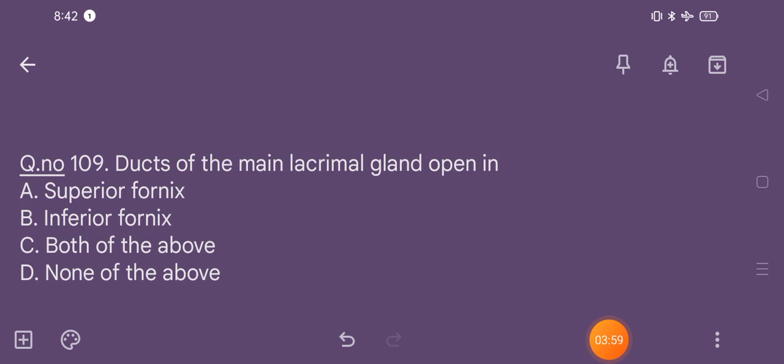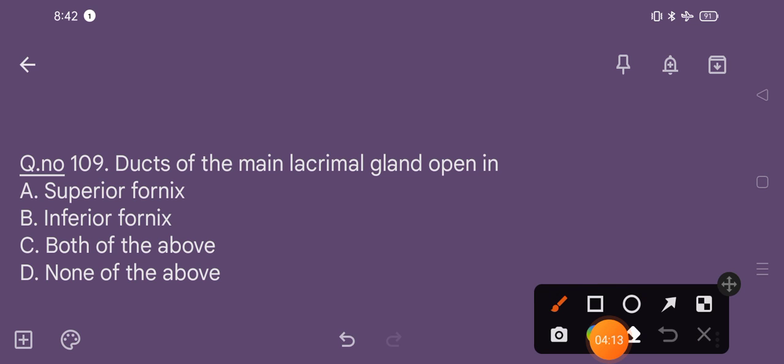Question number 109. Ducts of the main lacrimal gland open in: option A, superior fornix; option B, inferior fornix; option C, both of the above; option D, none of the above. The correct option is option C, that is both of the above.